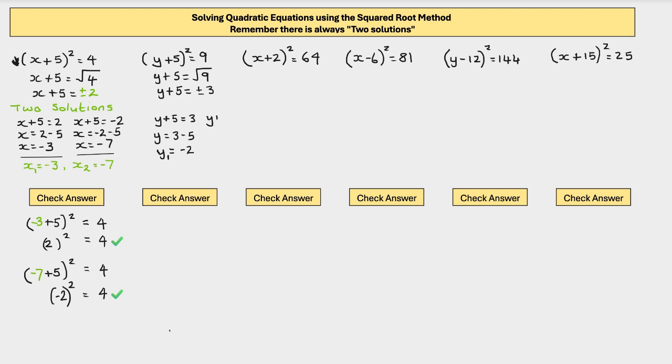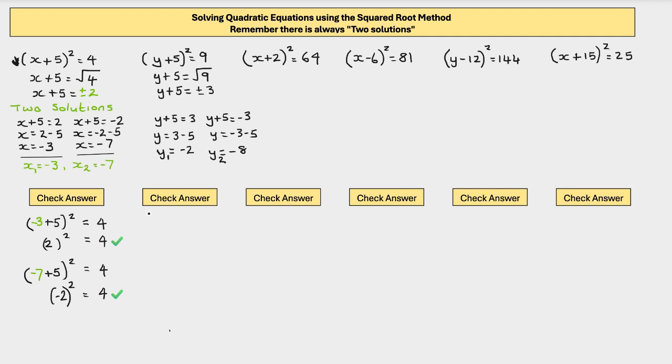Same again. y + 5 = -3. y = -3 - 5, because that's a plus. So y = -8. Let's put the 2 there. So that's your answer. Let's check our answer.